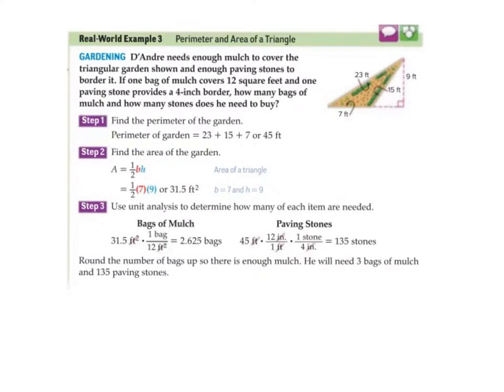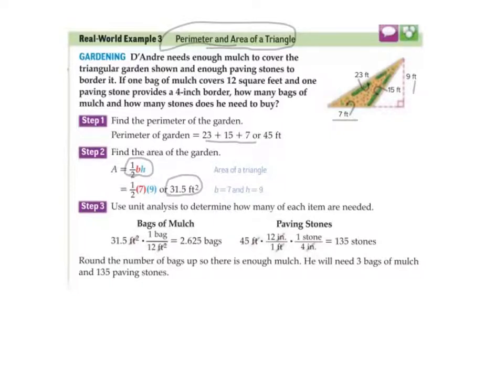Alright, so now in example 3 we're going to put both of those together. We're actually finding the perimeter and area of a triangle this time. Okay, now don't forget the triangle is a half base times perpendicular height as far as the area is concerned. The perimeter is easy, you just add together the outside sides. Okay, so in this case it's a half times 7 times 9, which is 31.5.